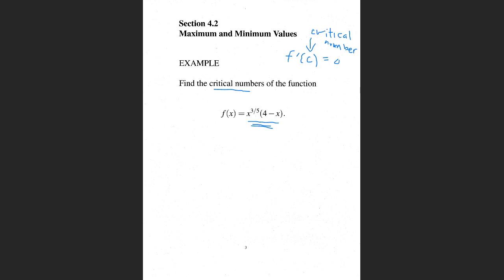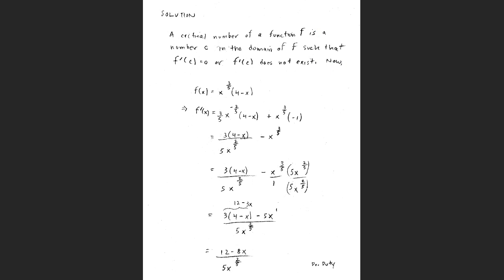So let's go to the next. I actually have that written down. This is a definition in the book about what a critical number is. It's actually definition 5. A critical number of a function f is a number C in the domain of the function. It has to be in the domain of the function such that f prime of C equals 0.